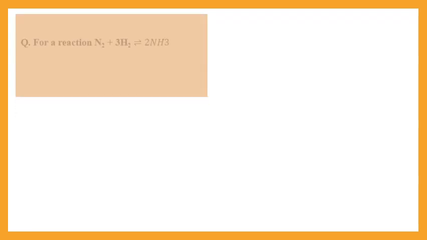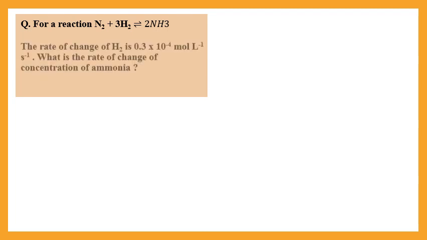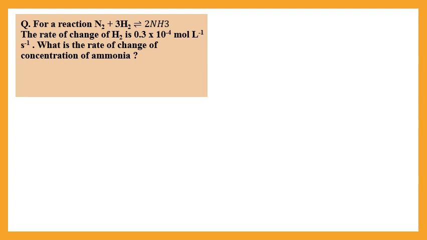Next question. The question is given for a reaction N2 plus 3H2 gives 2NH3. The rate of change of H2 is given. It is 0.3 into 10 to the power minus 4 mole liter inverse second inverse. What is the rate of change of the concentration of ammonia? Here you have to calculate d by dt of the concentration of ammonia, and four options are given.